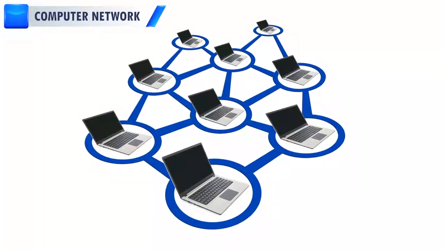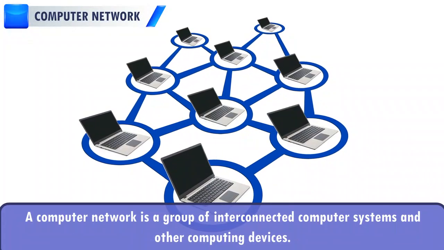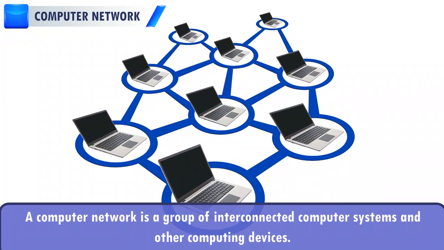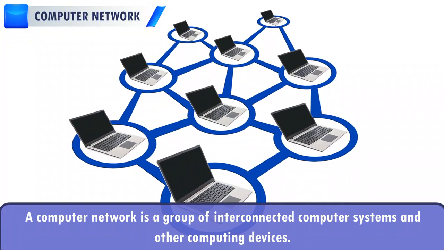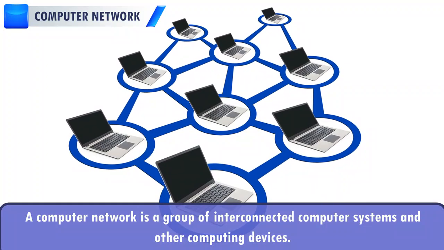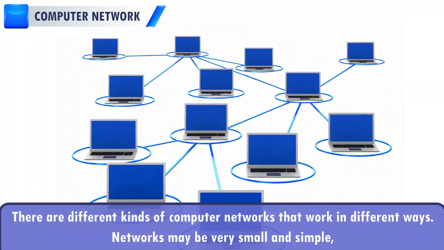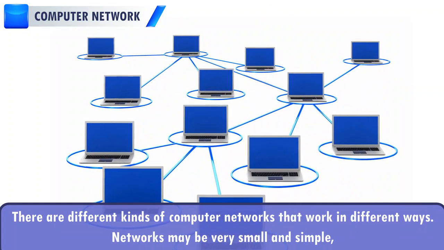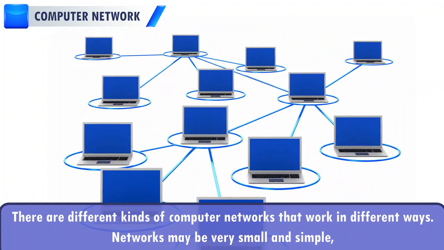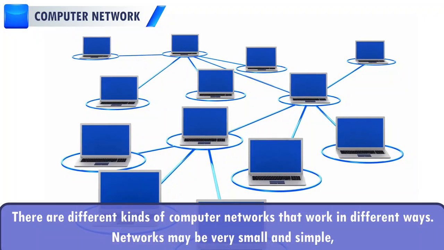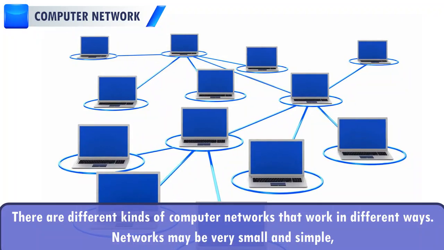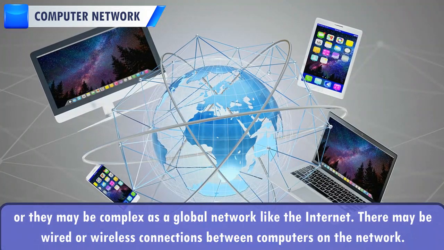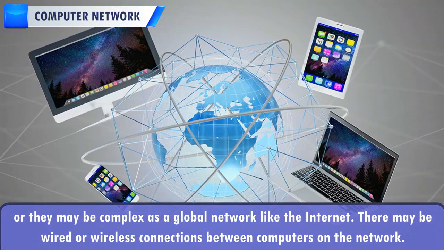Computer network. A computer network is a group of interconnected computer systems and other computing devices. There are different kinds of computer networks that work in different ways. Networks may be very small and simple, or they may be complex as a global network like the Internet.